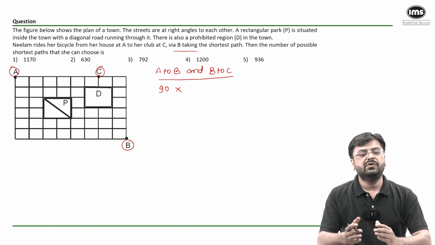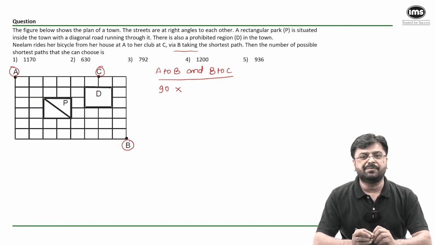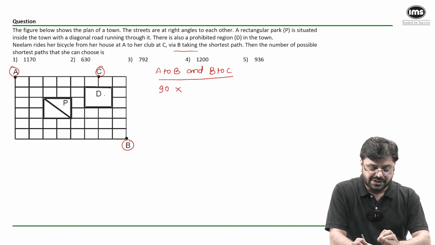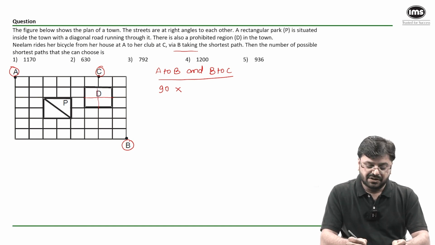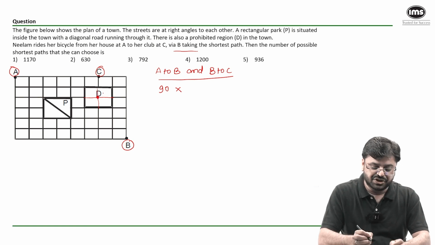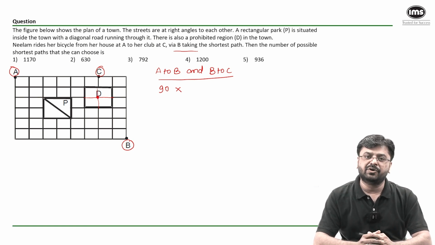Now, in order to reach from B to C, there is a problem that some of the routes, if you start counting like this, as we counted for the other points, then we'll be taking these routes also into consideration where it is prohibited to enter.